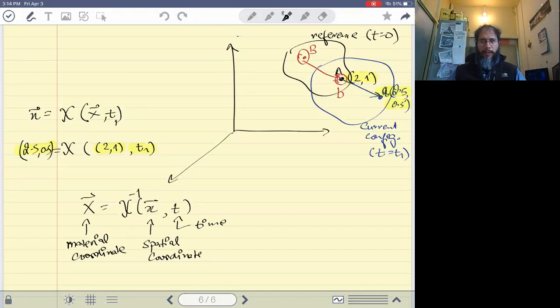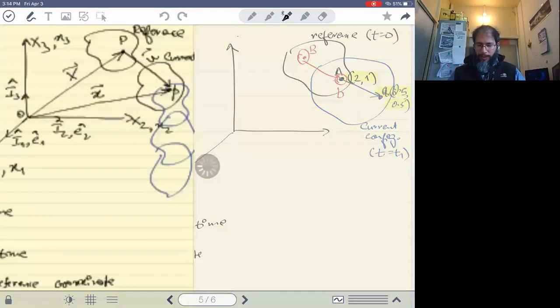So material coordinates are fixed to the reference configuration of the body, and spatial coordinates denote different current configurations depending on exactly what time you're talking about. So spatial coordinates are fixed to the room. I mean, the coordinates are fixed in space. It's just that as the body moves along, different points occupy the small x location at different times. But capital X always denotes the reference configuration.